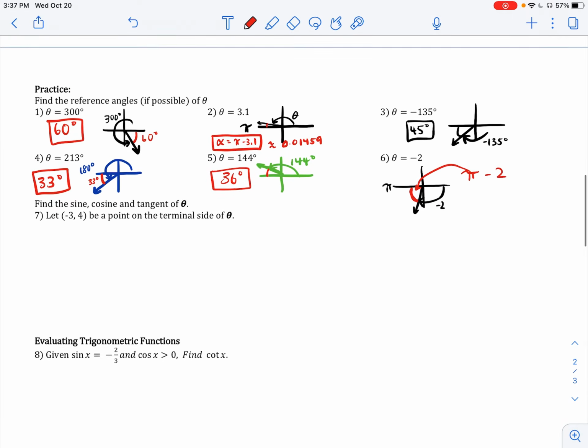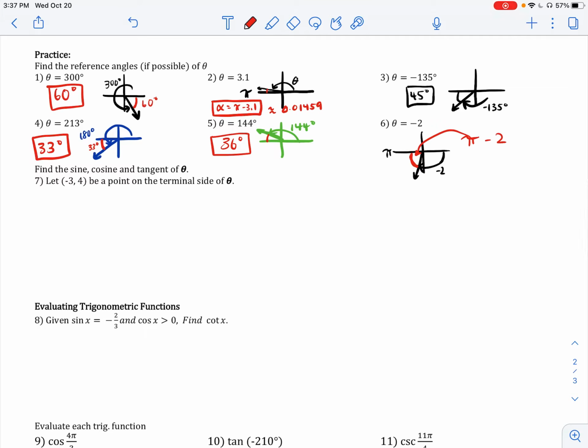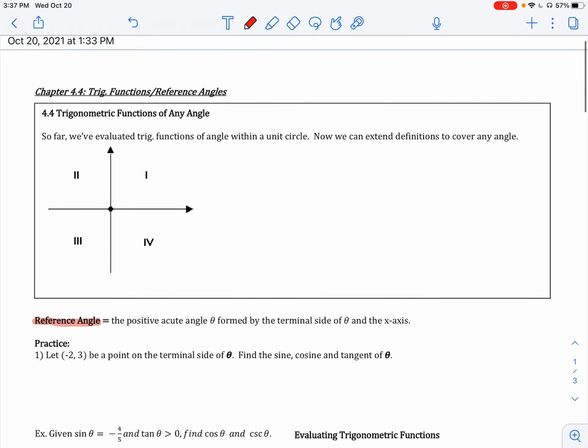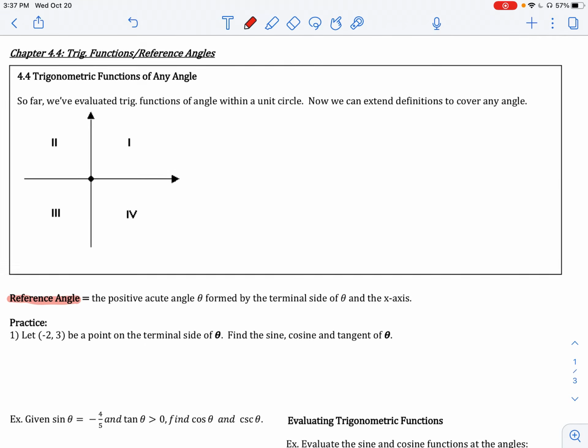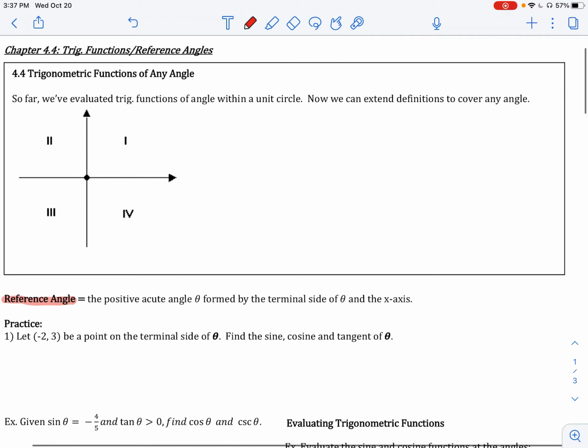So hopefully that helps clear up any misunderstandings on what a reference angle actually is. And now that we've talked about that a bit, let's go into the main bulk of our lesson, which is to discuss trigonometric functions of any angle.